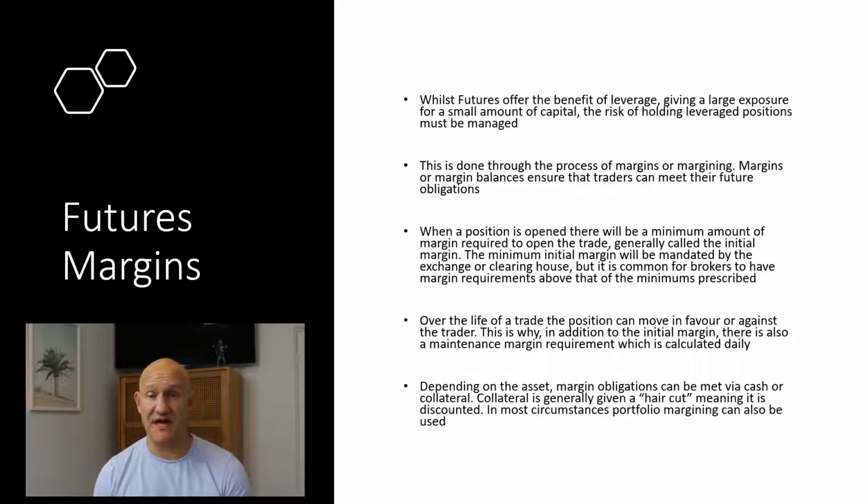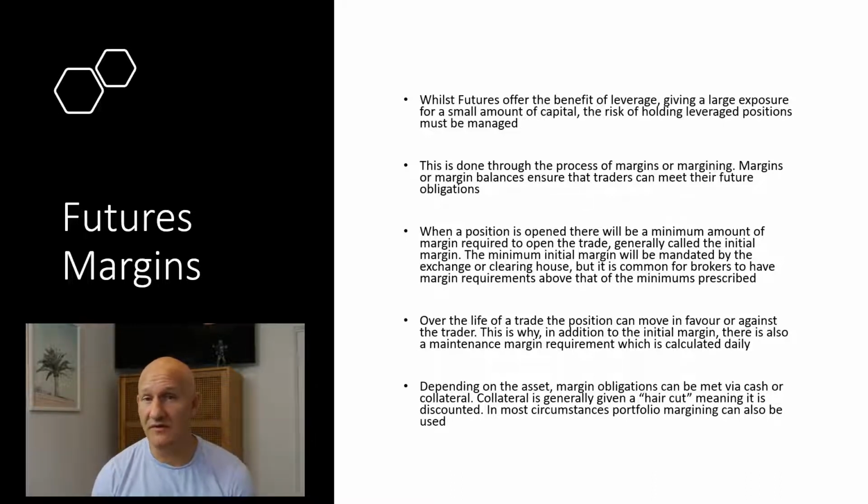Whilst using futures offers the benefit of leverage, we have to manage the risk of that exposure. So we have to manage that leverage in a specific way. And the way they do that in futures is through what's called margins. The whole idea of margining is to ensure that people who are trading in futures can manage their future obligations if price moves against them. So when a position's opened, there's what's called an initial margin. That's the initial amount of margin that has to be put up to enable that trade to be facilitated. And then as time goes by, there's what's called a maintenance margin. In most markets, that maintenance margin is calculated and adjusted every single day.